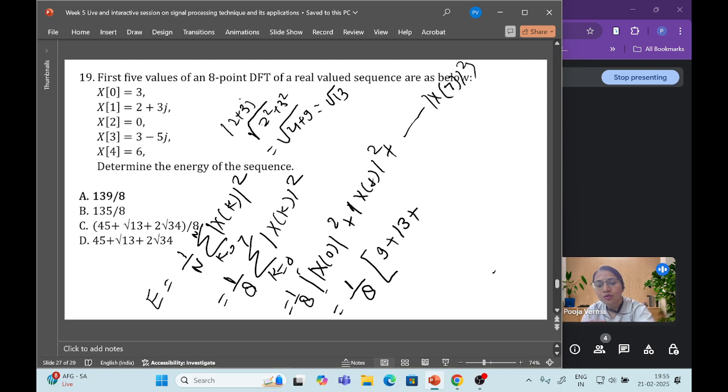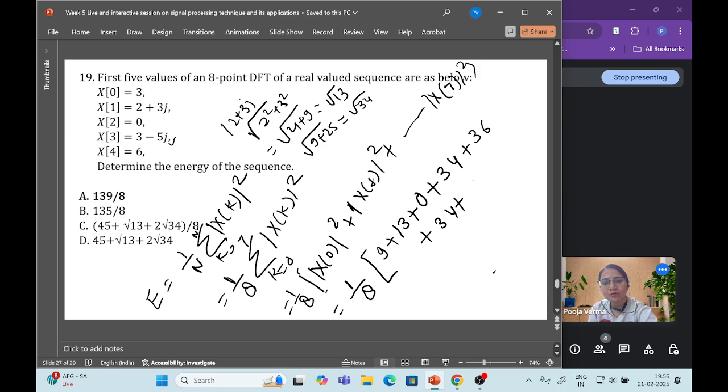Now |x of 2| square, so that is 0. |x of 3| square similarly, 9 plus 25. What we will get? 34. So 34 square will be 34 only, right? Plus 36, 6 square. Sorry, |x of 4| square will be 36. Now next x of 5, that is 3 plus 5j. We already know the mod of that is root 34, so it will be 34 only.